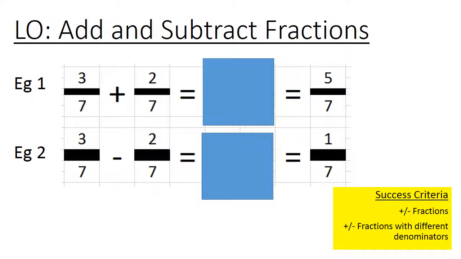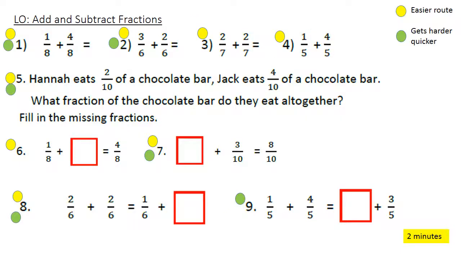So your turn now then, please. There's several questions to answer here in your books. Please choose the yellow route or the green route. And I think it's just 2 minutes for this. So please pause the video now for 2 minutes and then we'll go through the answers.